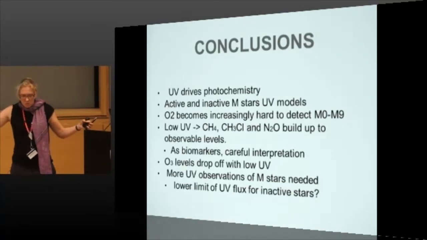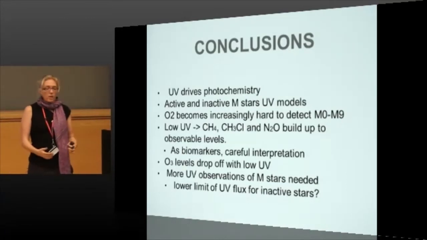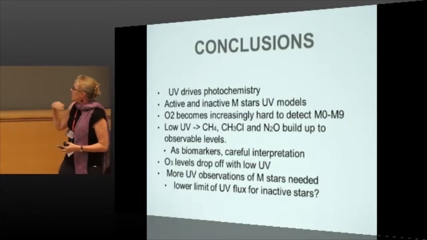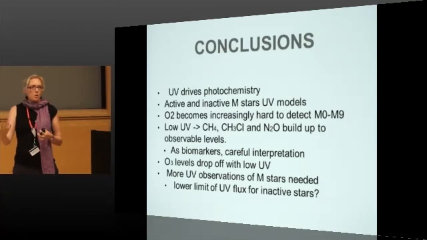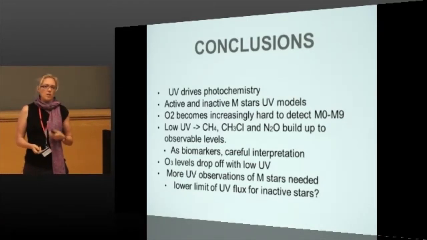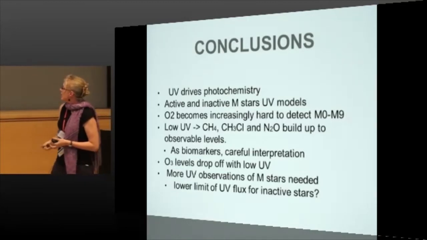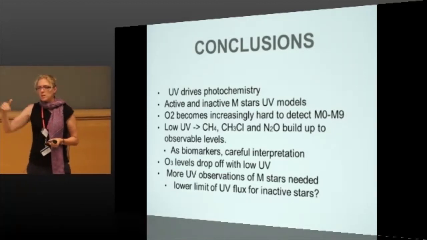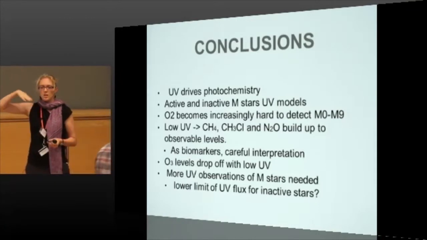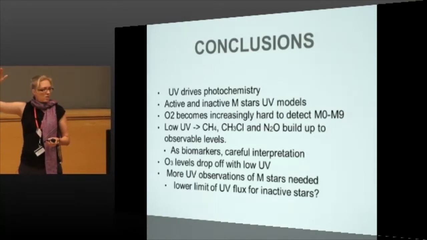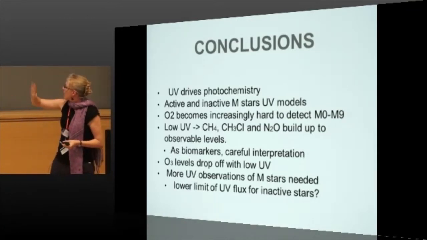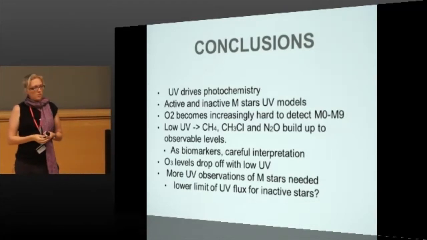So basically, in a nutshell, UV drives the photochemistry. We made these lists of models. The O2 becomes very difficult to detect for the latest M stars. And if you have low UV, your reducing species will increase. Species like methane, N2O, methyl chloride will build up, possibly to observable levels.